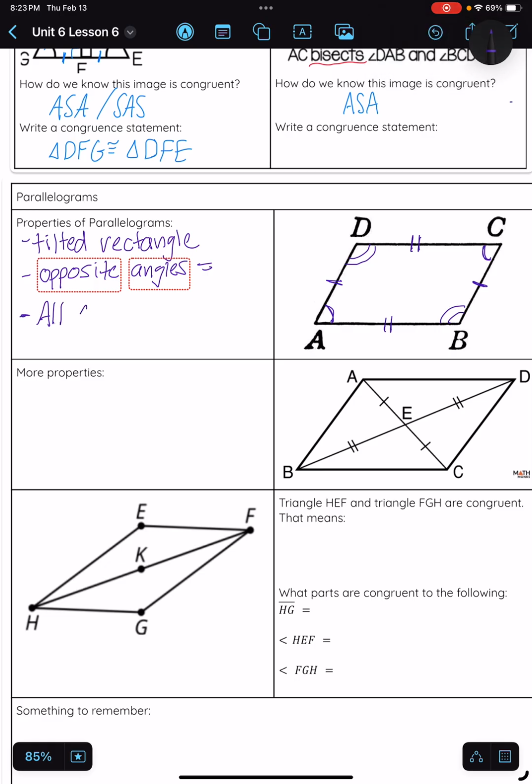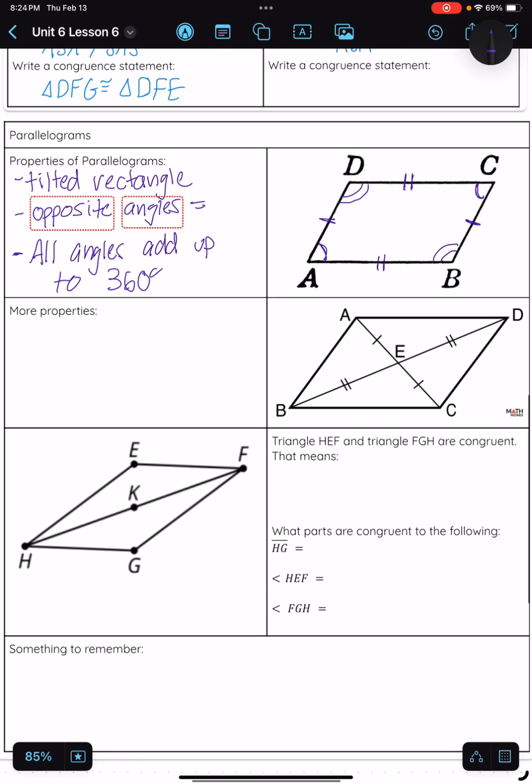Okay. All angles add up to 360 degrees. And that's true for all quadrilaterals, like rectangles, squares, trapezoids, every kind of quadrilateral, or a shape with four sides. The angles need to add up to 360. Okay, so now a few more properties.